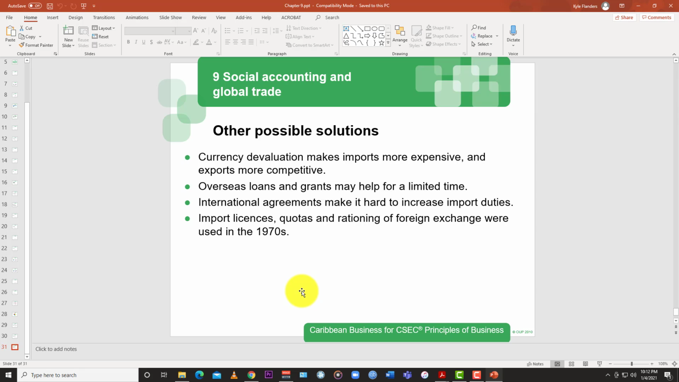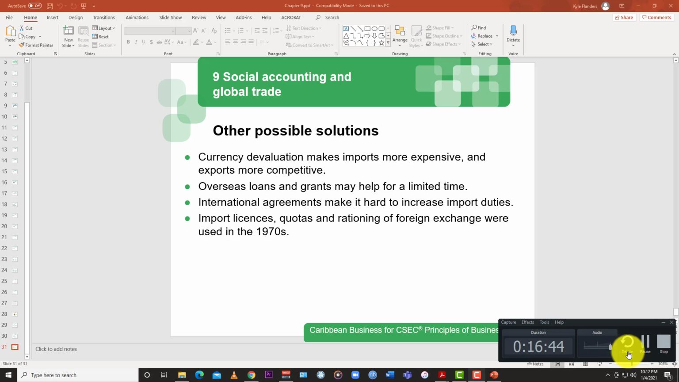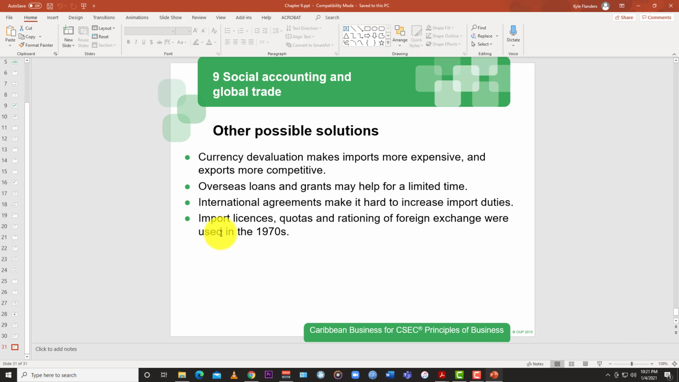And of course, as we were discussing earlier, you can get overseas loans and grants from different institutions like the World Bank and the IMF. And some extreme measures you can take are putting in certain trade barriers to restrict trade altogether. You can use things like import licenses, quotas, rationing of foreign exchange, and things like that. Some countries still use rationing of foreign exchange, meaning that individuals cannot just go and buy any amount of US dollars or pounds as they like. The government still controls how much individuals can get. So that can be used to curb the amount of foreign currency flowing outside of the country for importing stuff and things like that.